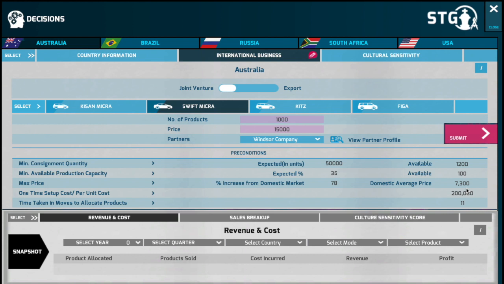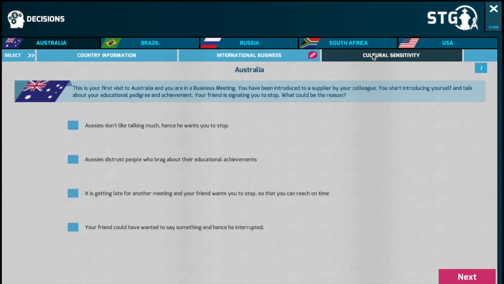Once you have made your decision with regards to the mode of entry, you would now be quizzed on your knowledge of the country's culture that you plan to do business with. You would need to be aware of the ways of doing business and the country's culture for you to transact with the people there. Based on your answers, the amount of sales that you would make would get impacted.